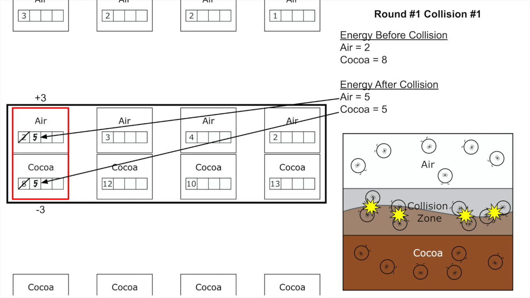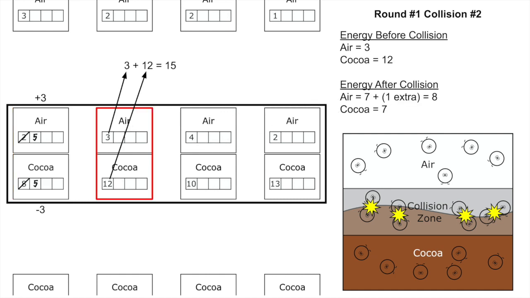We can also calculate how much energy each molecule card gained or lost during the collision. Because the air molecule went from an energy of 2 to an energy of 5, it gained 3. Since the Coco went from an energy of 8 to an energy of 5, it lost 3. Now we move on to the second collision.